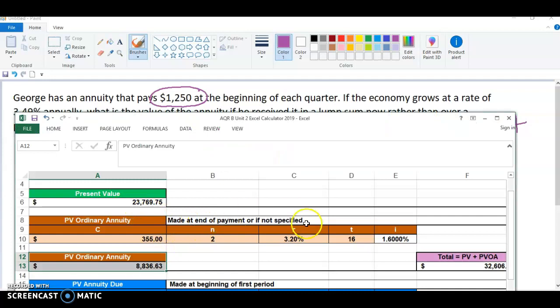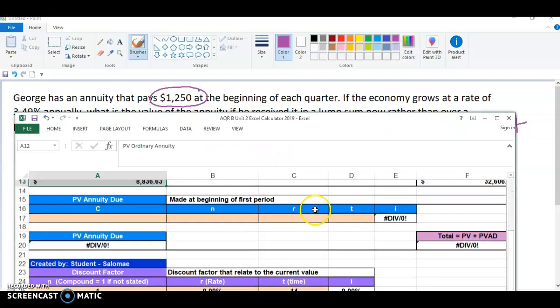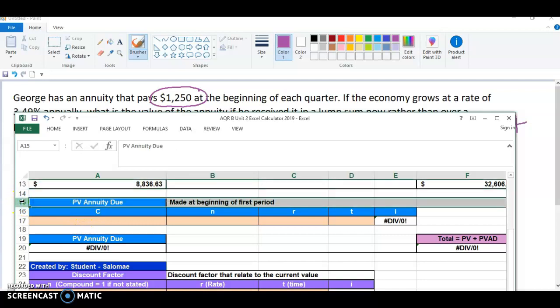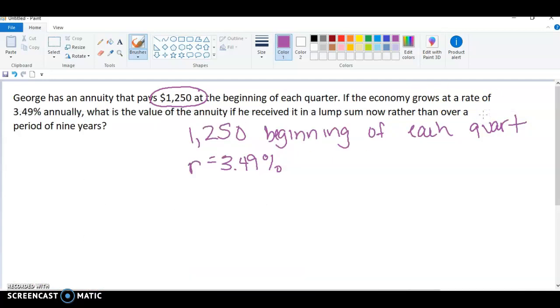So what I'm going to do here, it says that it's made at the beginning. Since I know it's made at the beginning, I'm going to use the present value annuity due. Now, if you notice in this example, he's getting $1,250 at the beginning of each quarter, but his account is actually growing at a rate of 3.49% annually. So these two values don't match.